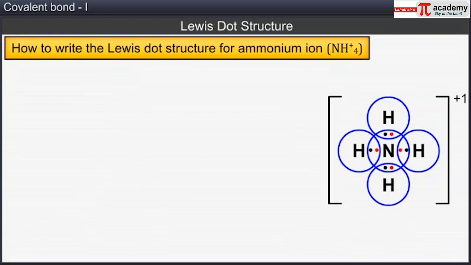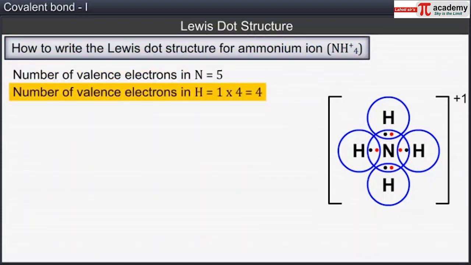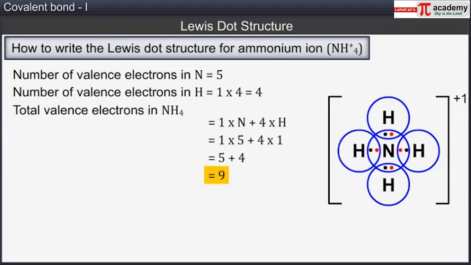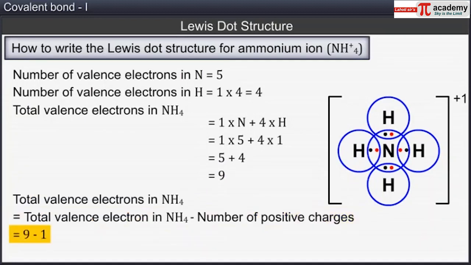Now let's see how to write the Lewis dot structure for ammonium ion. First, let us calculate the total number of valence electrons. The number of valence electrons in nitrogen is 5, whereas the total number of valence electrons in 4 hydrogen atoms is 4. And as 1 positive charge is present on the ammonium ion, subtract 1 from the total number of valence electrons present in nitrogen and hydrogen respectively. That makes it 9. Hence, in the ammonium ion, the total number of valence electrons is 9 minus 1 equals 8.